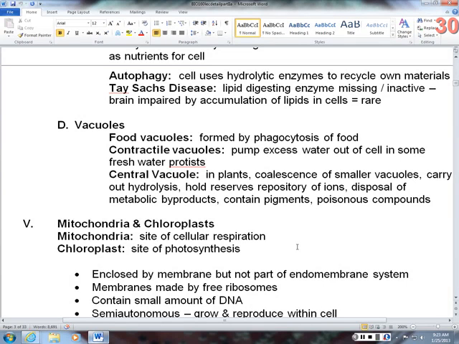The central vacuole in plants is going to be a coalescence of smaller vacuoles that carry out hydrolysis. It's going to hold ions, help to dispose of metabolic byproducts. It will contain pigments in some cases, poisonous compounds in some cases. They're basically just big packages.